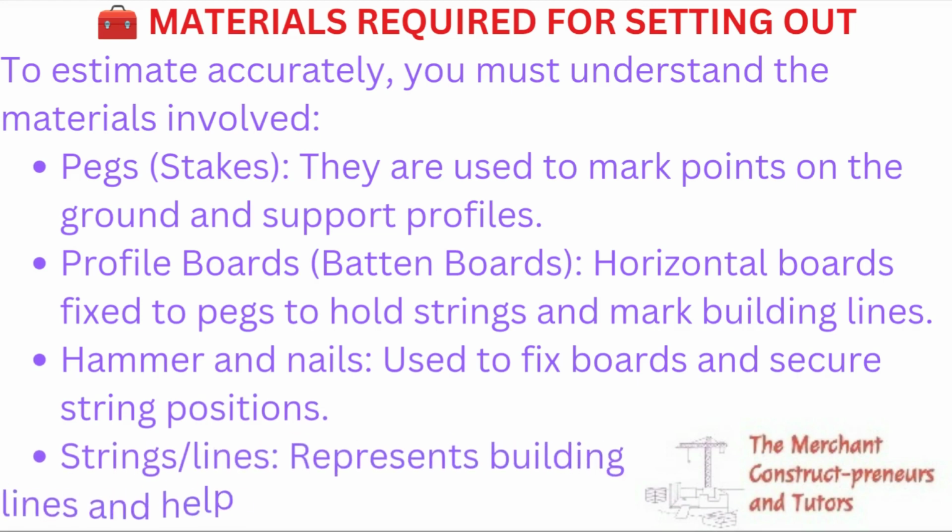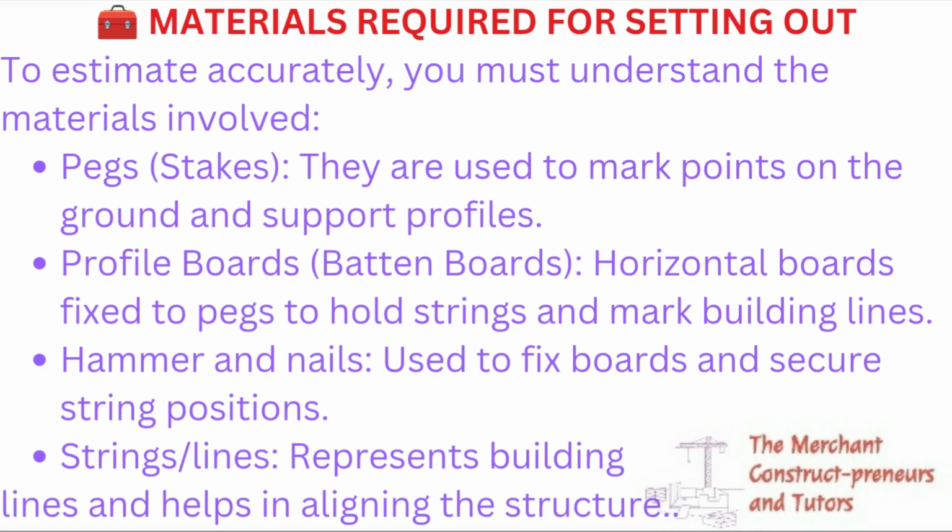So we need to understand the materials required for setting out. To estimate accurately, you must understand the materials involved. Number one, you have the pegs or the stakes, as we call them. They are used to mark points on the ground and support profiles. The profile boards or battens are the horizontal boards fixed to the pegs to hold the strings and mark building lines. The hammer and nails are used to fix the boards and secure the string positions. The strings or lines represent building lines and help in aligning the structure.